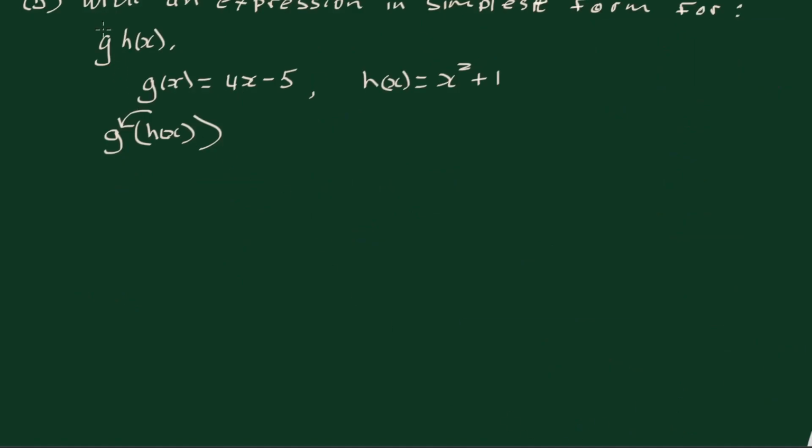Well, looking at part B, we are asked to write an expression in the simplest form for g of h of x. So what they're asking us basically is to work out a composite function where the function h becomes the input into the function g. So the function h is x squared plus 1. So we're going to replace h of x with x squared plus 1.